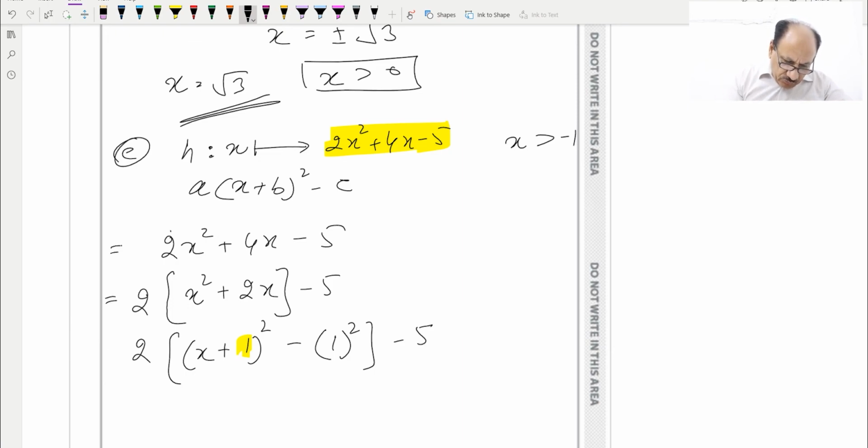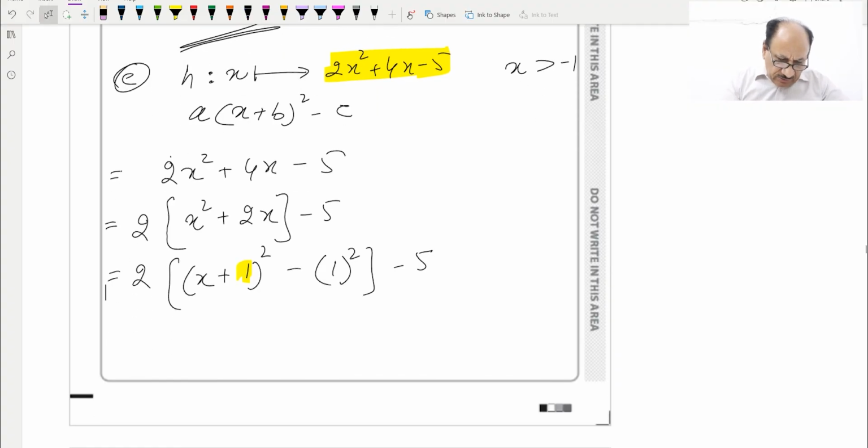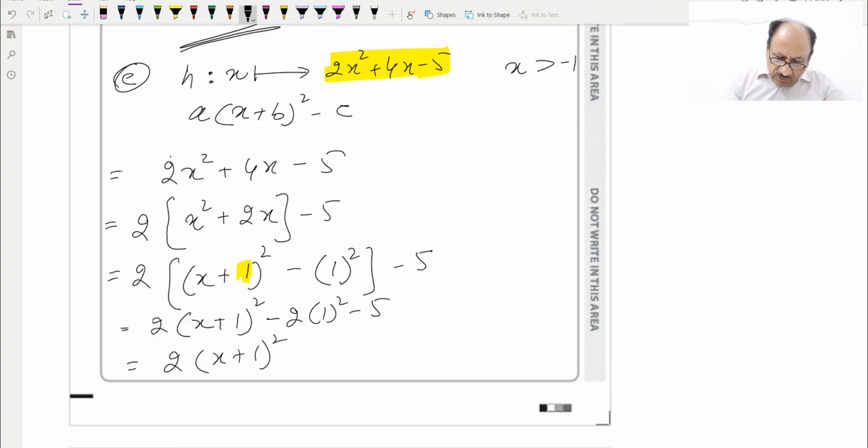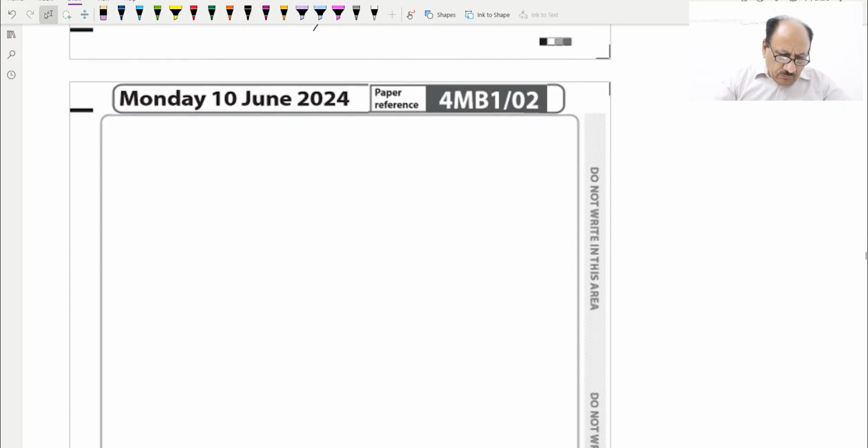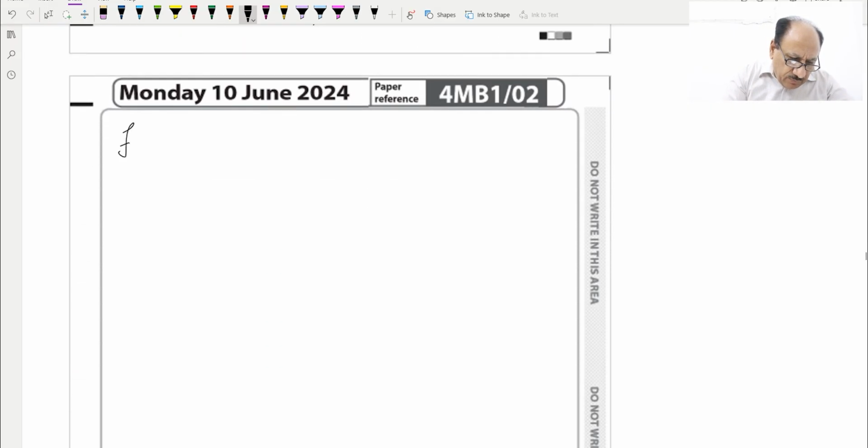And what else? We can write this as 2 into x plus 1 square and minus 2 into 1 square minus 5, and this will be 2 into x plus 1 square, and this will be minus 7, and this is the final answer for this E part. And E part was 3 marks, so the 3 marks part we have done. Now we can move to the F part. This is the last part.